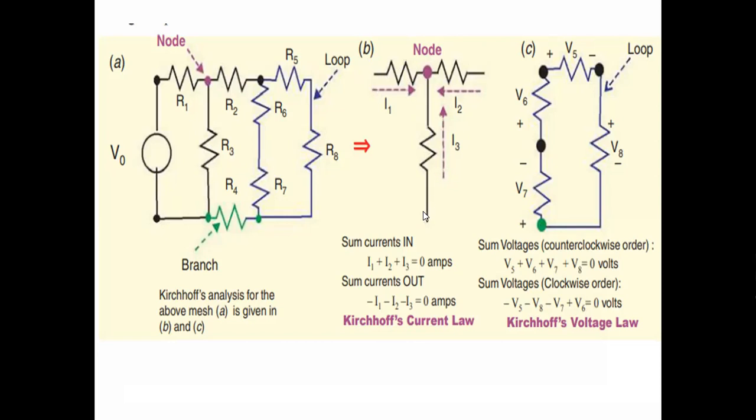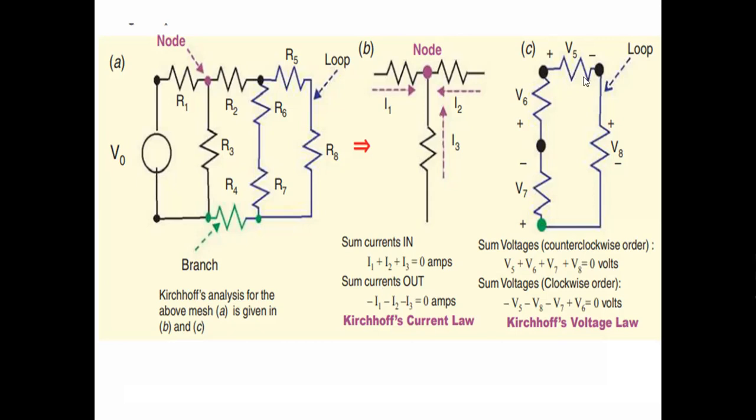By using Kirchoff's current law, the sum of the incoming currents is I1 plus I2 plus I3. And for the currents out, there are no output currents, but we consider these as negative of the input currents. So outgoing currents are opposite to the incoming currents, that's why they are represented as minus I1, minus I2, minus I3, and that is equal to 0 amperes.